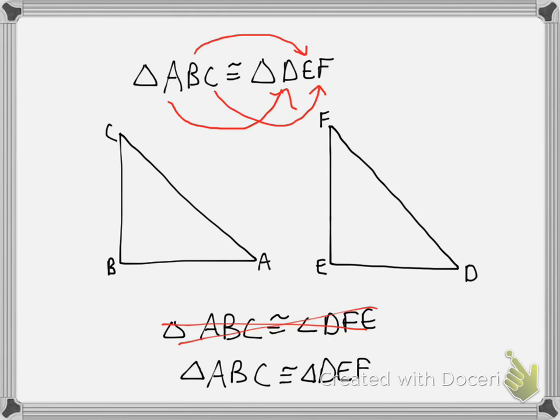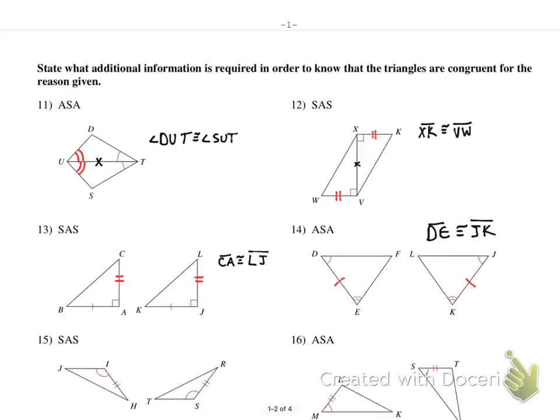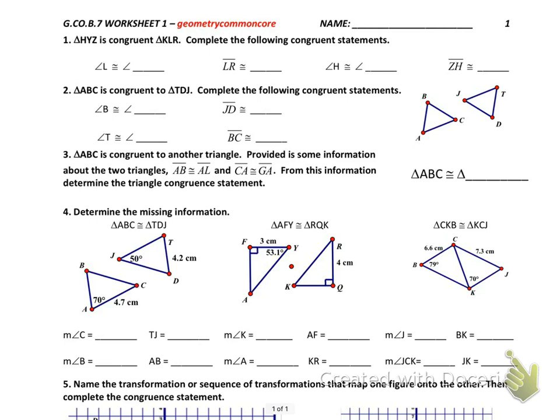Okay, so let's go back to this. I just needed to kind of set up the foundations of everything. So on this worksheet, they already give us a congruent statement. It's not written out exactly the way that we just showed you, but we can show that. It says, if you look at number 1, it says triangle HYZ is congruent to triangle KLR. So I'm going to write that down. Triangle HYZ is congruent to triangle KLR.